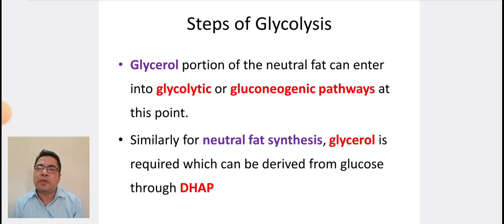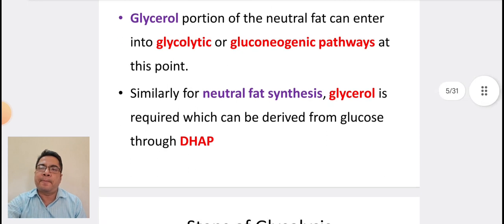Glycerol portion of the neutral fat can enter into glycolytic and gluconeogenic pathways at this point. Similarly, for neutral fat synthesis, glycerol is required, which can be derived from glucose through DHAP.